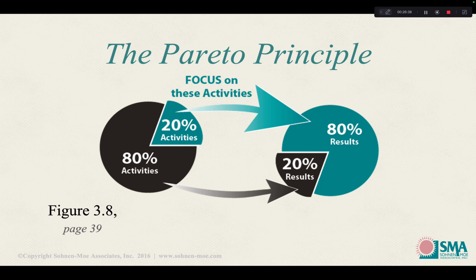Here's that little chart, right? So you want to focus on the 20% of those activities that give you 80% results. So work harder, not smarter, right?